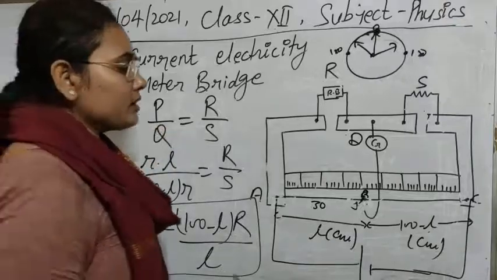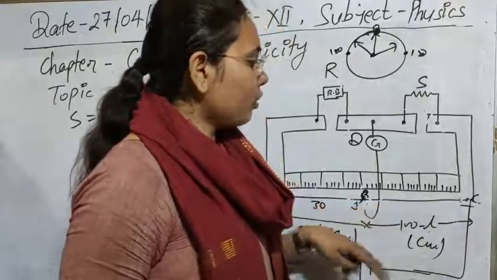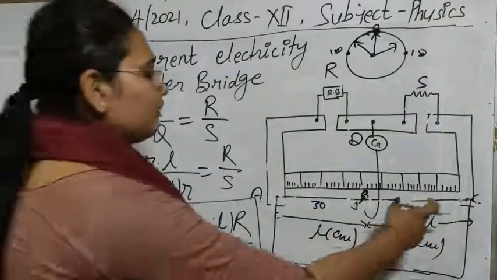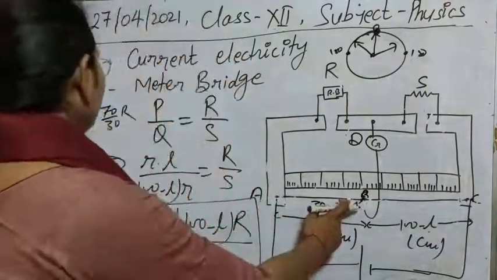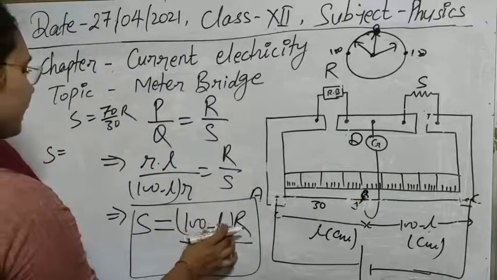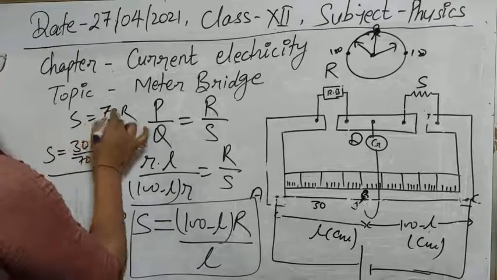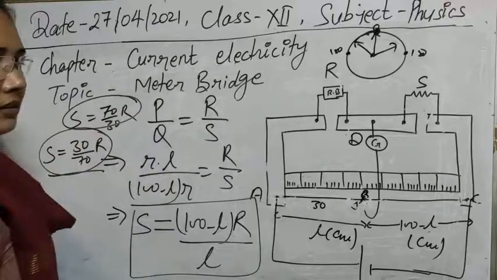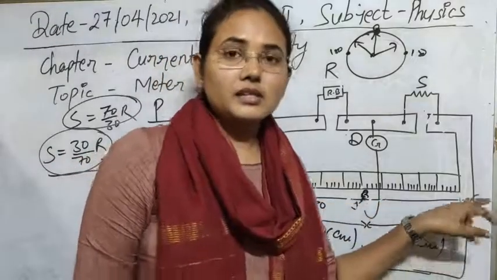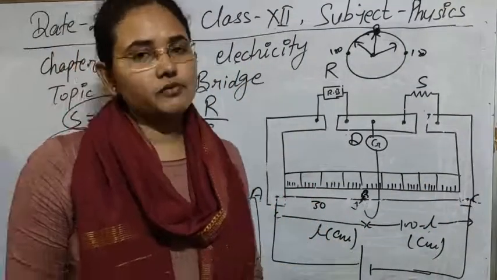Clear? And suppose some student takes L length from this side, and obtains, obviously for him this will be 70. So for that case, if L is 70 for him, then S will be obtained with L as 70, this is 30, this will be 30 upon 70 into R. Now you can see that this value is different from this value. Means if you take length from this side, then the resistance will be wrong, your measurement will be wrong. So always you have to keep this factor in your mind.